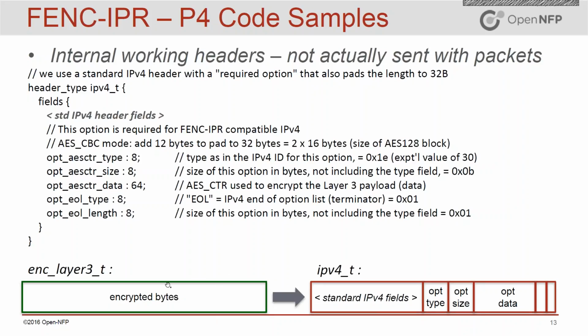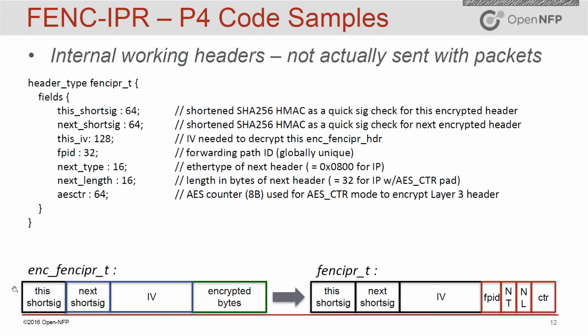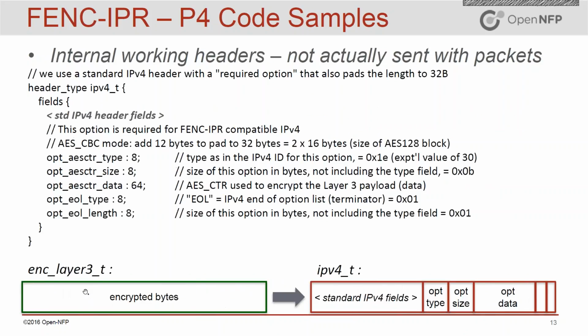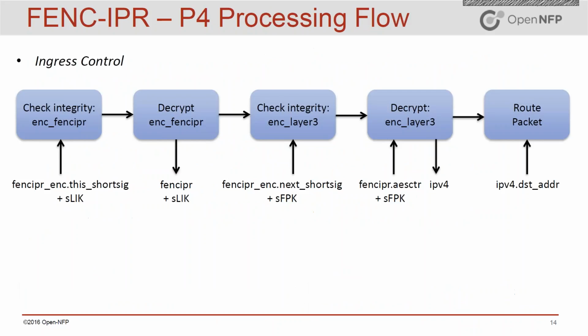right? So then what we get is that if back here we take this next short signature and compare it to one we calculate for these encrypted bytes for the incoming layer 3 header, and if that checks out, then we decrypt the IPv4 header, and this is what we get, right? And then we can use this AES counter data to decrypt the payload in this particular example.